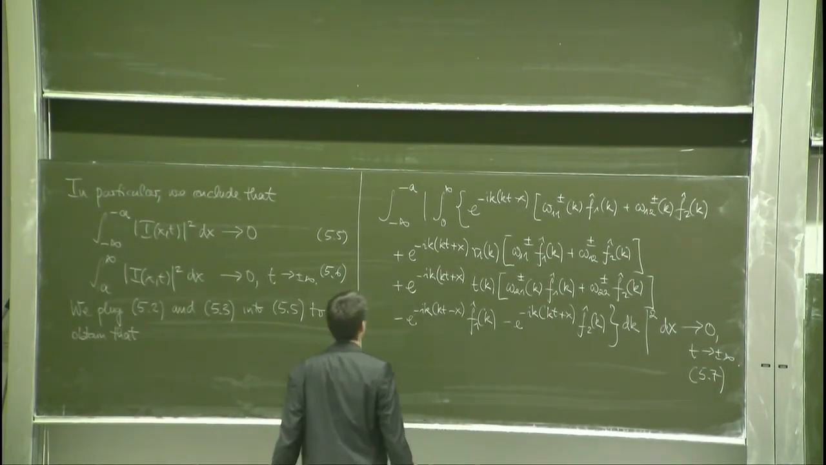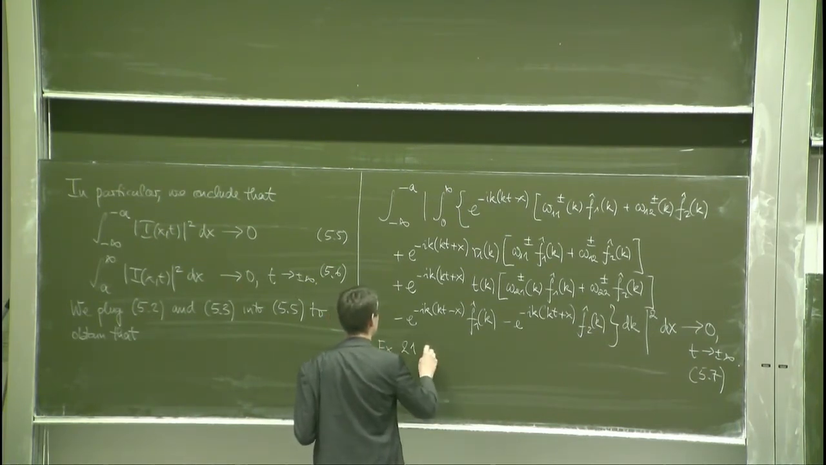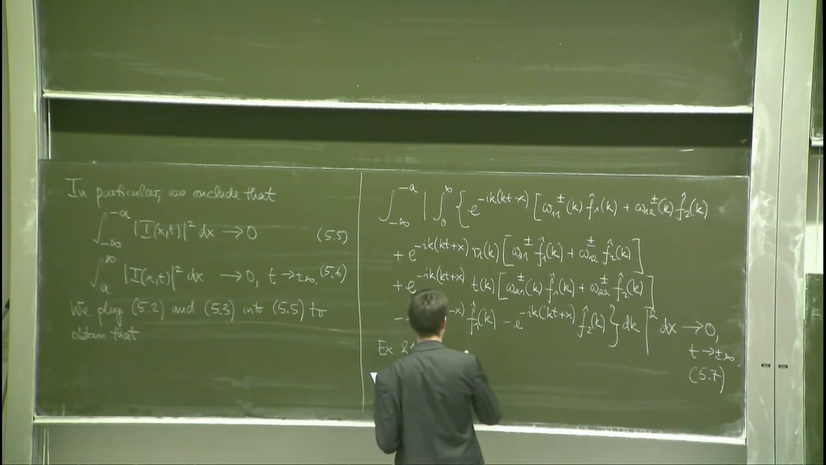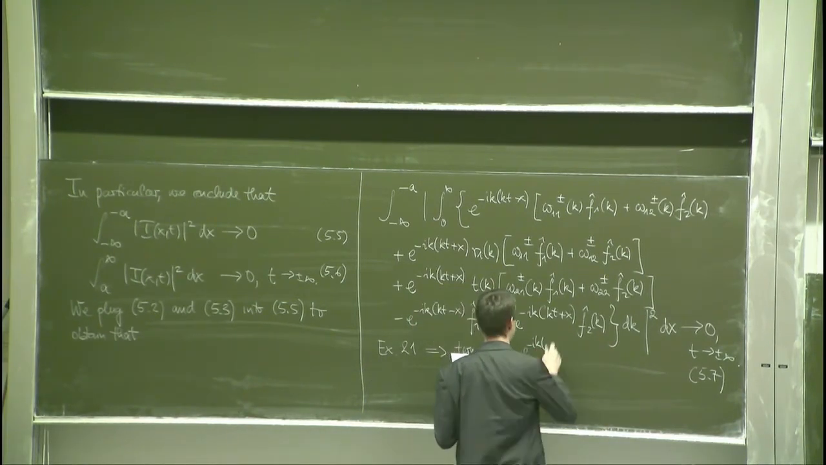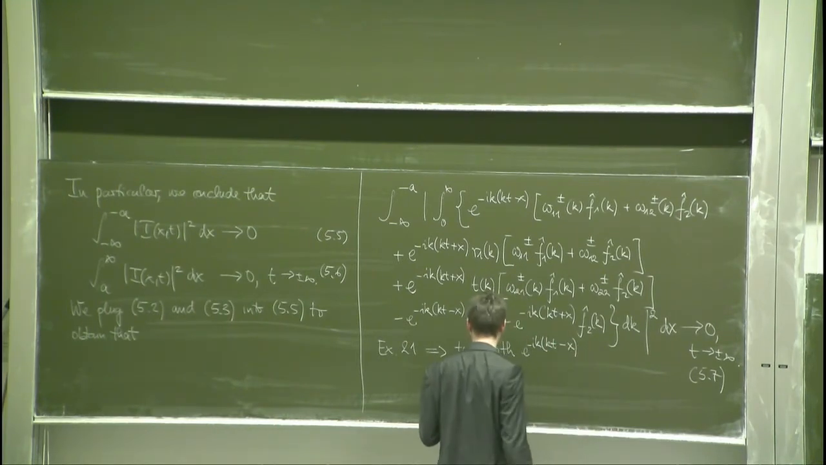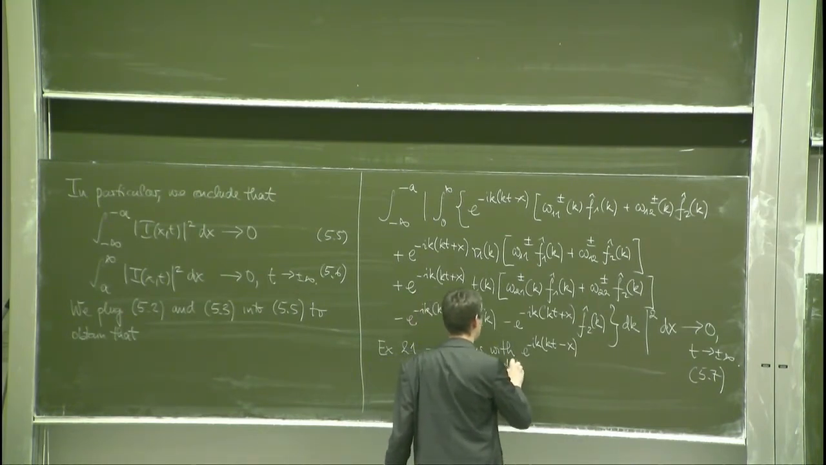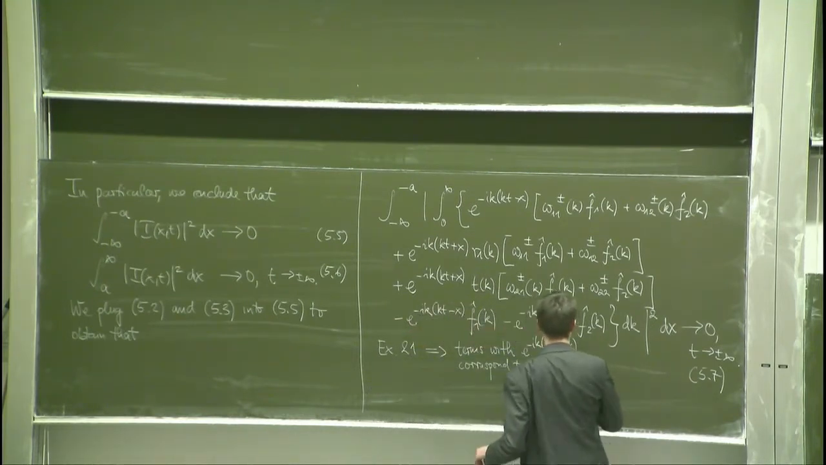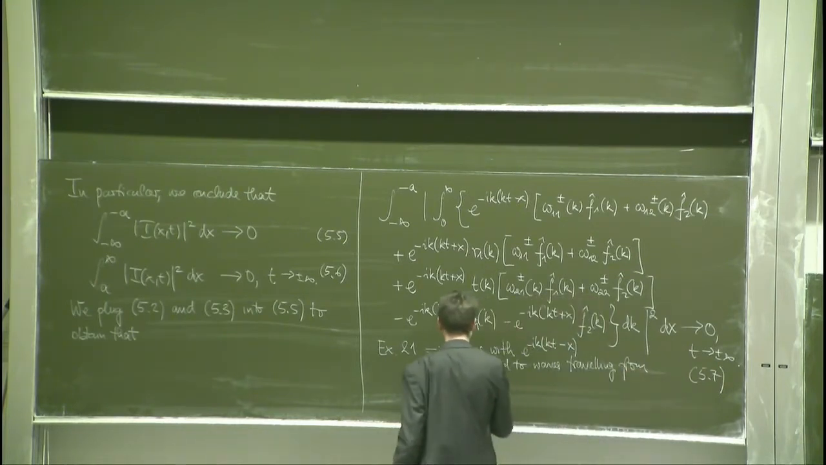Yeah, and now we apply what we will see in one of the exercises today. Exercise 21, as we will see later, shows that a term, or let's say terms, with exponential minus ik(t minus x), correspond to waves traveling from the left to the right.